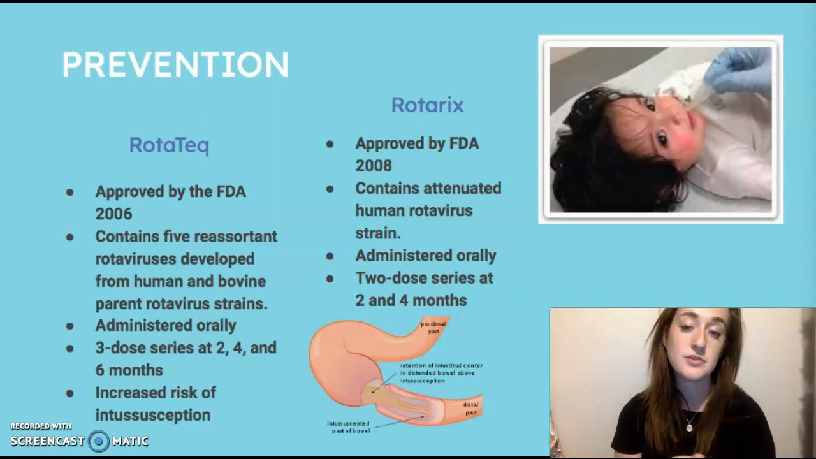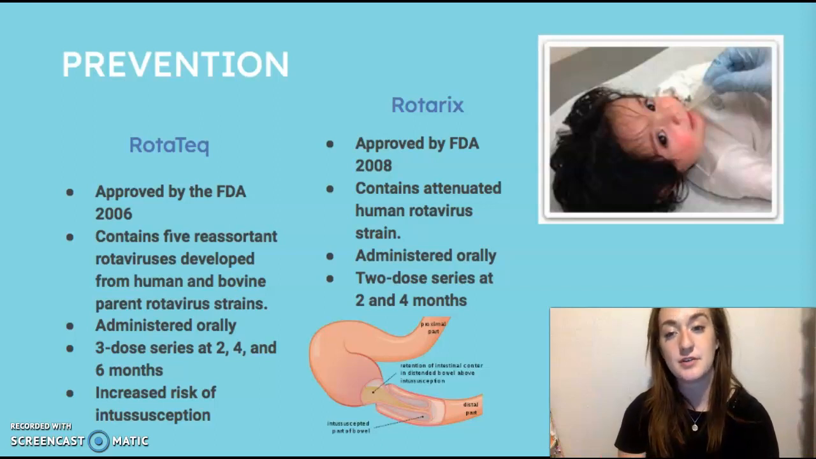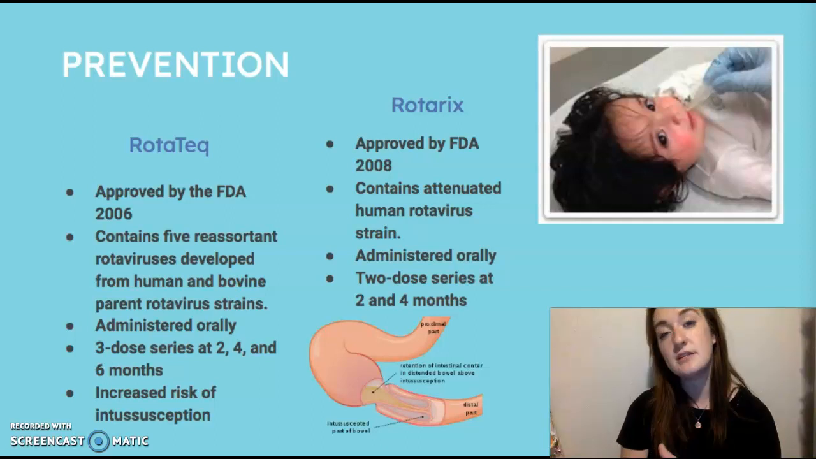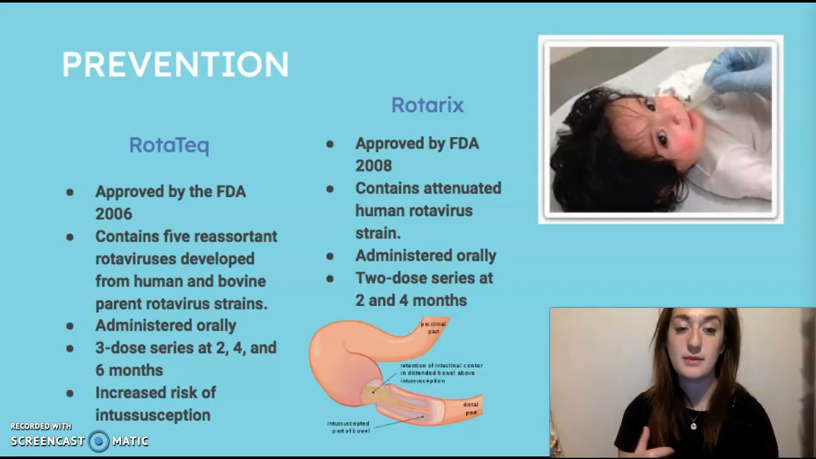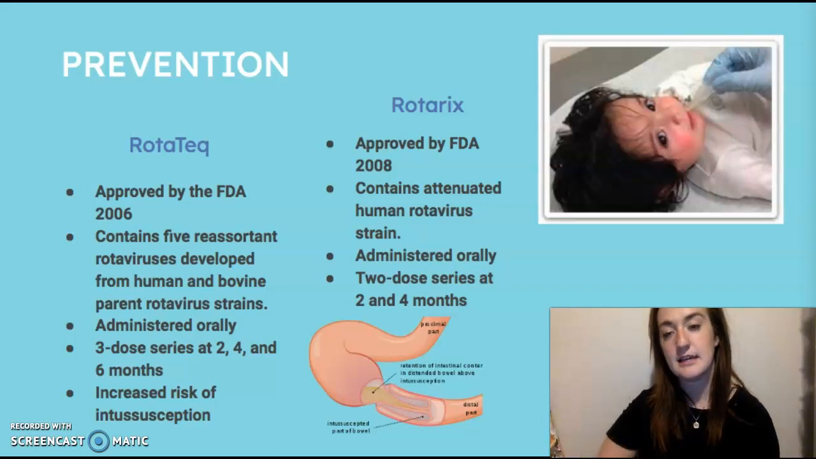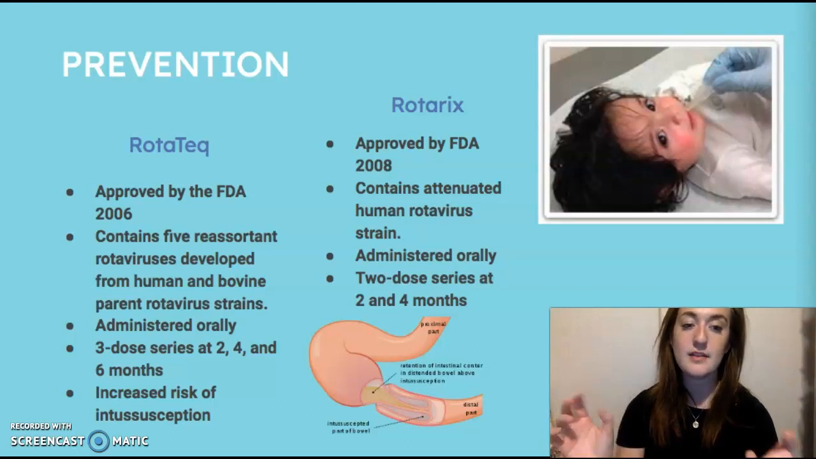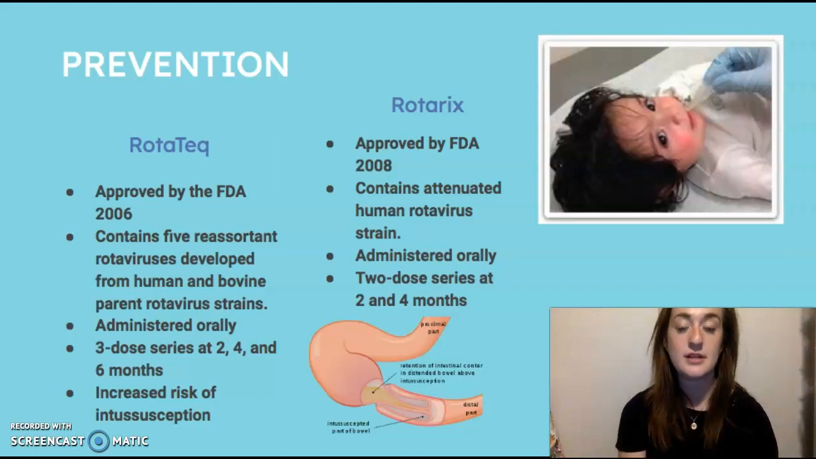And then there is Rotarix, which was approved by the FDA 2 years later. Also, it contains an attenuated human rotavirus strain, and like Rotateq, it is administered orally. However, it only has 2 doses, which will be administered at 2 and 4 months. And so going back to the risk of intussusception with Rotateq, that is basically a condition where, as you can see in the picture on the bottom, a part of the intestine will telescope itself, basically causing a bowel obstruction, which is never very good.